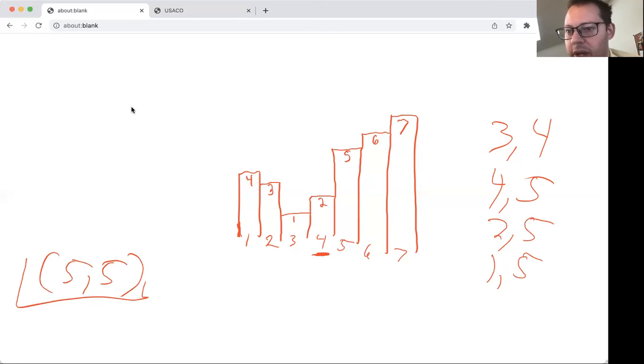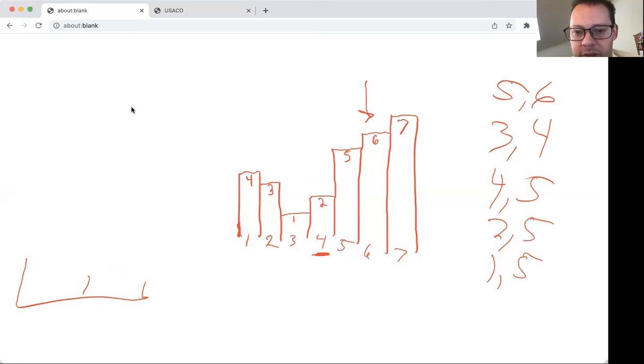All right, moving right along. Cow 6, 6. 6 is larger than 5, so that's going to be the 5, 6 pair. And then the 5, 5 comes out of the stack, and the 6, 6 will go into the stack.